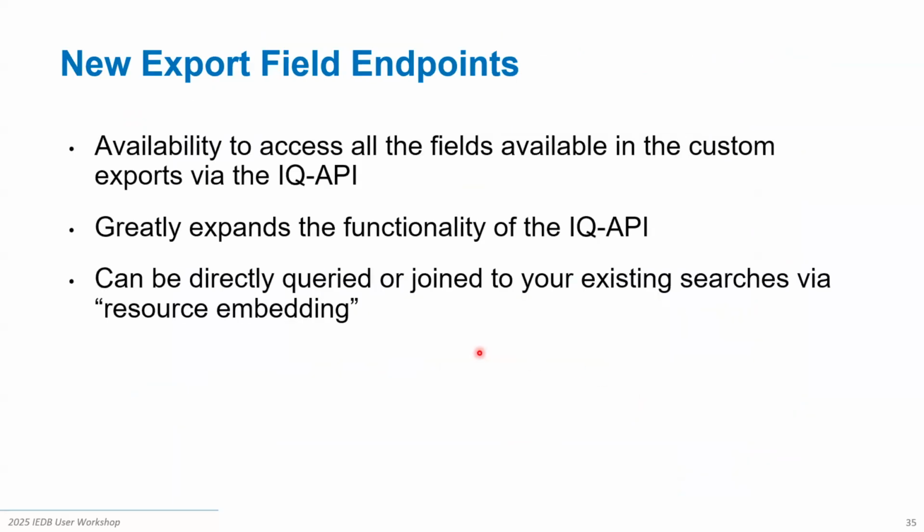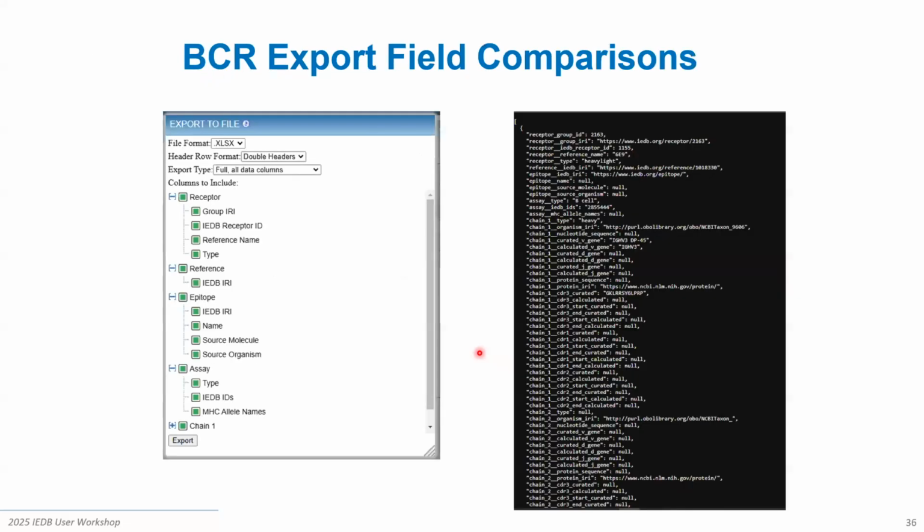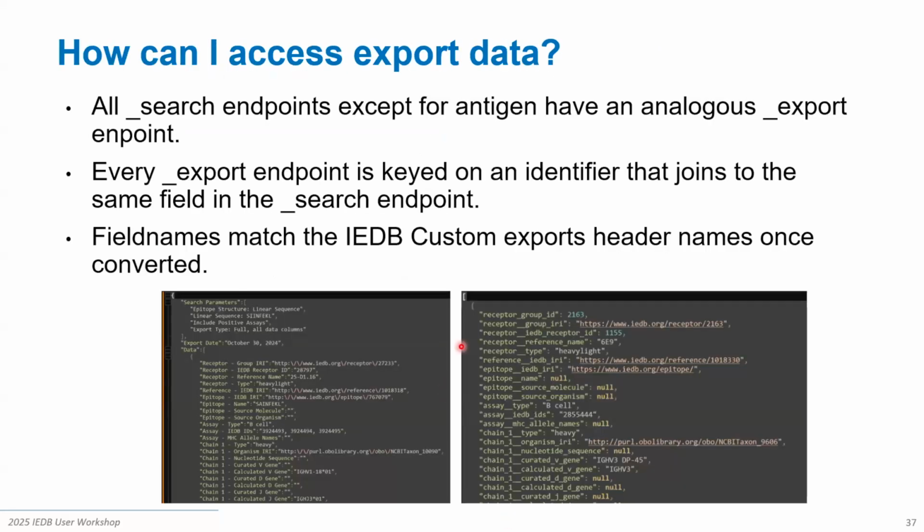I'm going to quickly try to go through. As I mentioned earlier, we now have all of the custom export fields within the API, so you can get the full data set, running your query against the search tables and then linking those to the export tables. You can get vastly more data out of the API now, as you can see here. I'm going to go through these quickly because I'm coming up against my time.